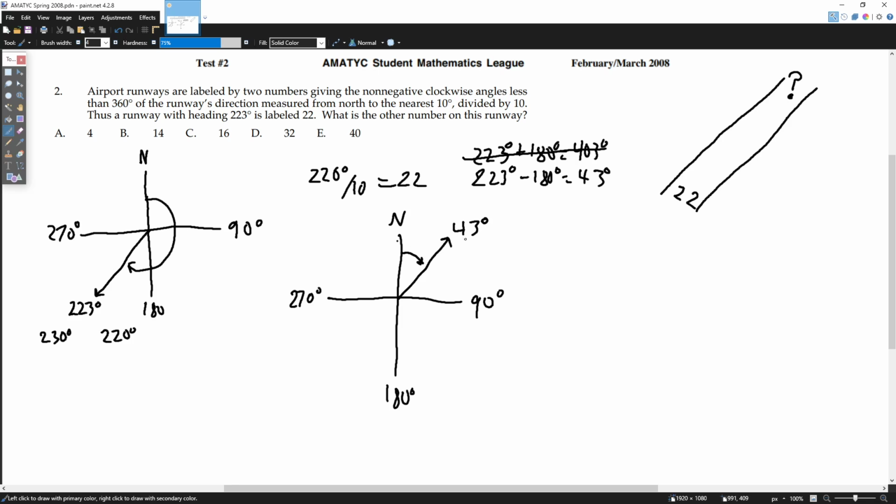Now, we follow the same process that we did before. So we find this direction, but to the nearest 10 degrees. So our choice is 40 degrees or 50 degrees. Well, we want to go with 40 because that's clearly nearer to 43 than is 50. So we've got 40 degrees. And then again, we divide by 10. So our label should be 4. And what do you know? That is an option. We choose A, and that is the correct answer. The label on the other side of the runway is going to be 4.